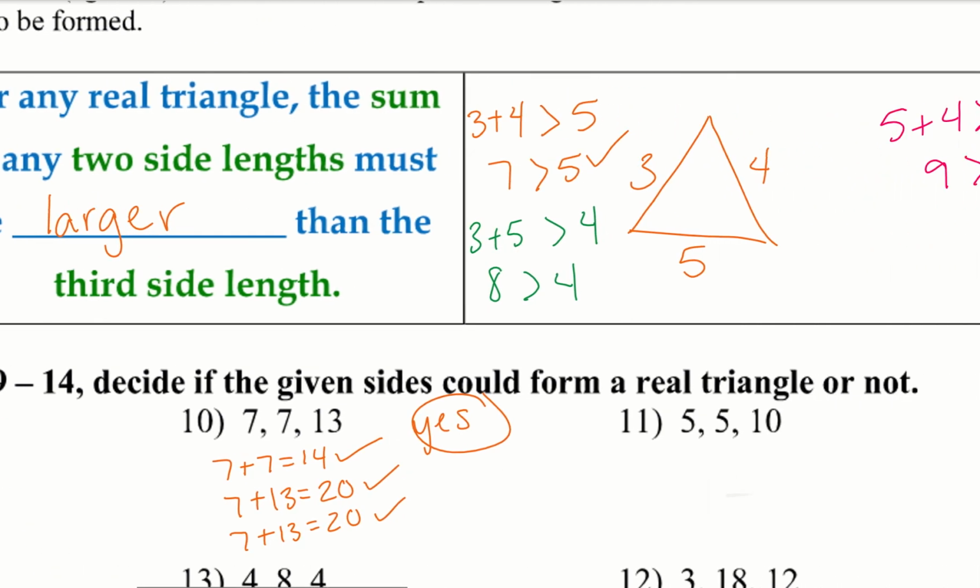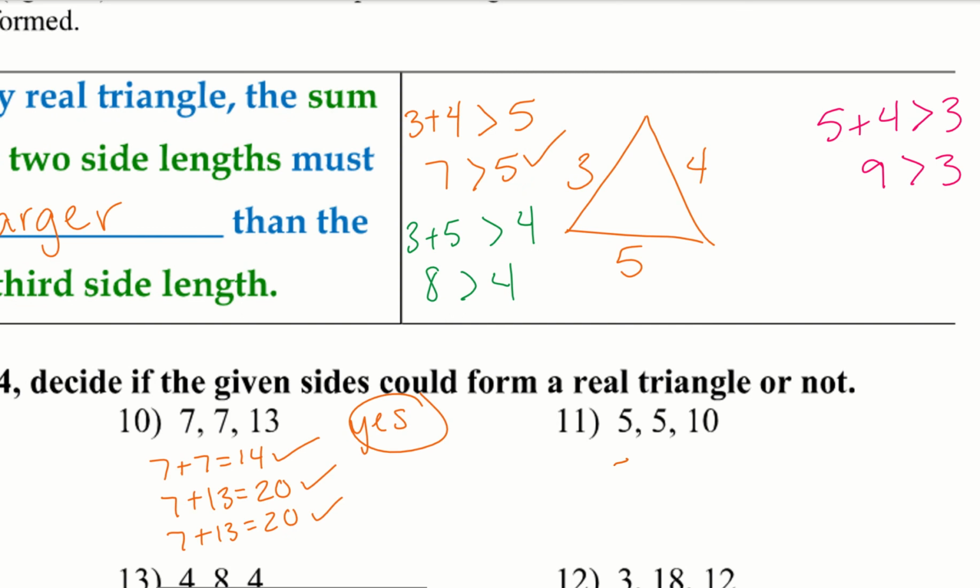All right, and let's take a look at 11. So we have 5 plus 5 equals 10. Looking at that, you might be like, oh, great, it's equal to 10. But it has to be greater than. So it can't just be the same length as, it has to be greater than. So therefore, this one is not a triangle.